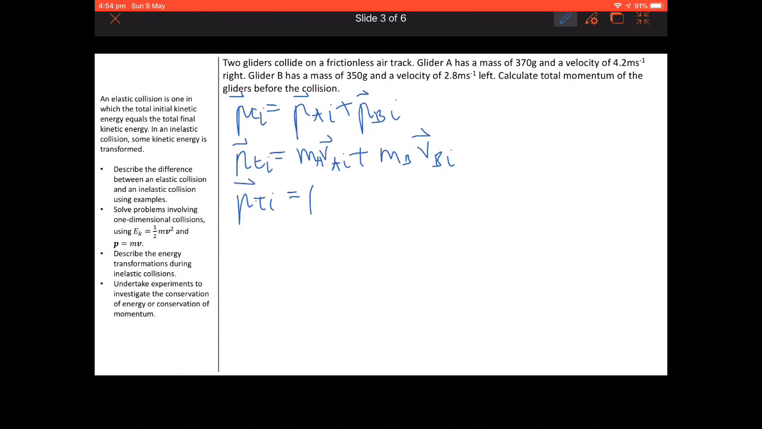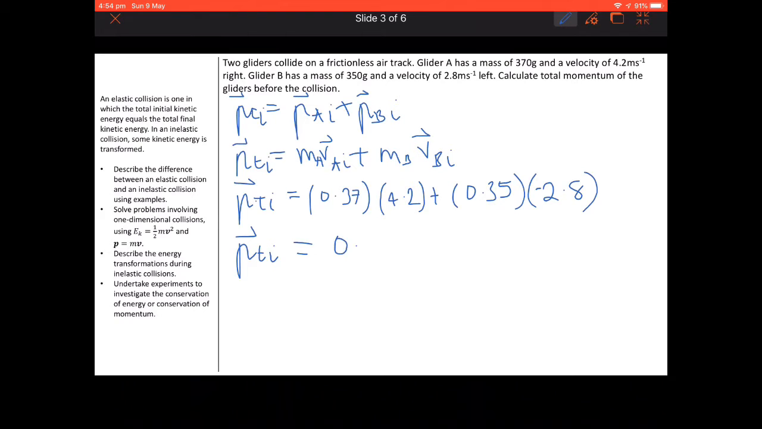The mass of A is 370 grams, so 0.37 kilos. The velocity is 4.2 meters per second. Mass of B is 350 grams or 0.35 kilos, and the velocity is 2.8 to the left, so I'm going to say that left is negative in this situation and right is positive, so it'll be minus 2.8. If you pop all of that in your calculator, you'll end up with a momentum of 0.57 kilogram meters per second.